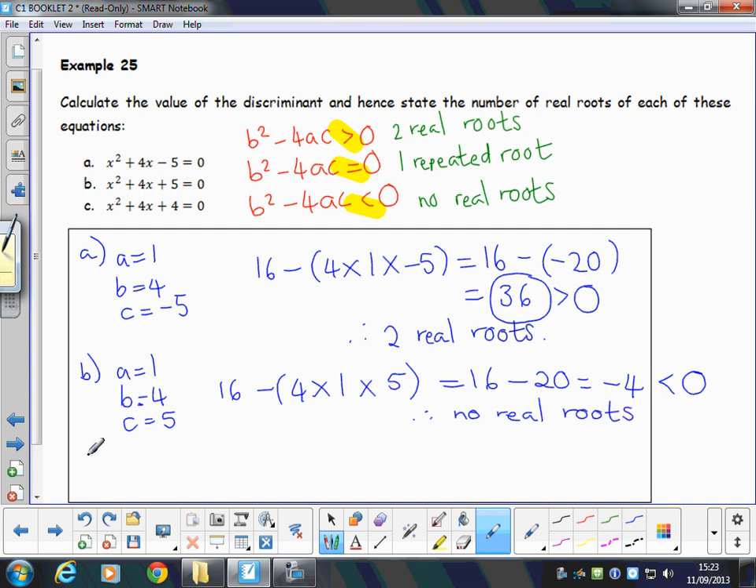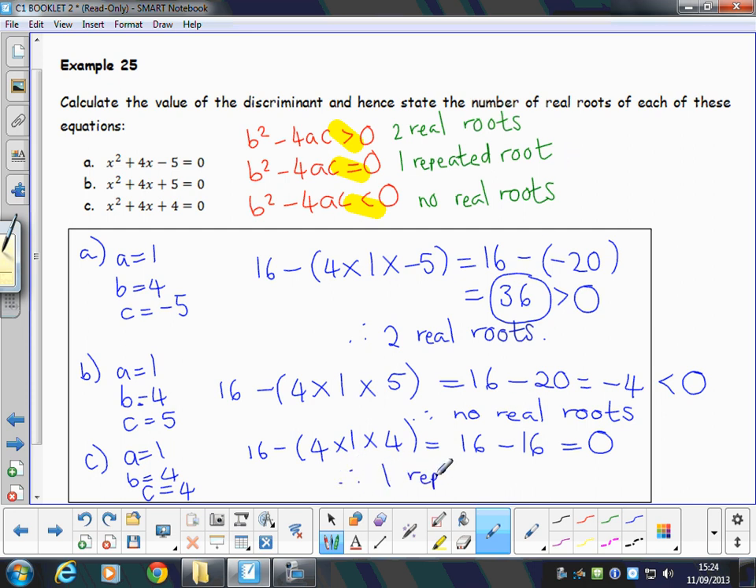Look at the last one, part C. I've got a equal to 1, b equal to 4, and c equal to 4. If I substitute these values into b squared minus 4ac, I've got b squared is 16 minus 4 times a, and then times c. So I get 16 minus 16, which is equal to 0. So in this case, I get one repeated root. Therefore, I have one repeated root.